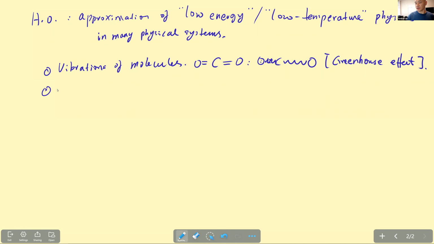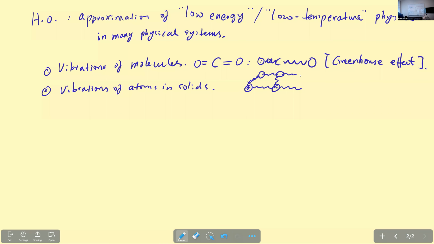You can also have vibrations of atoms in solids. They are also like springs connected. So you can have atoms that form a kind of lattice.